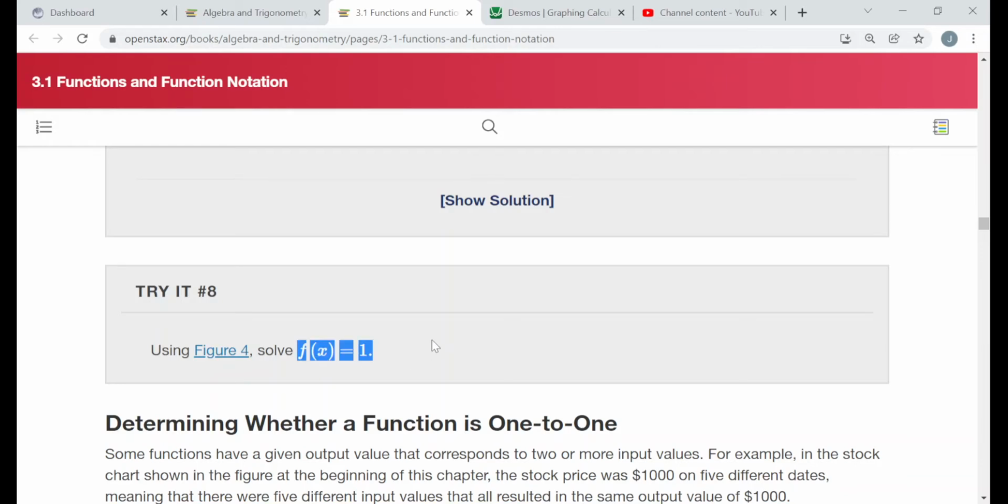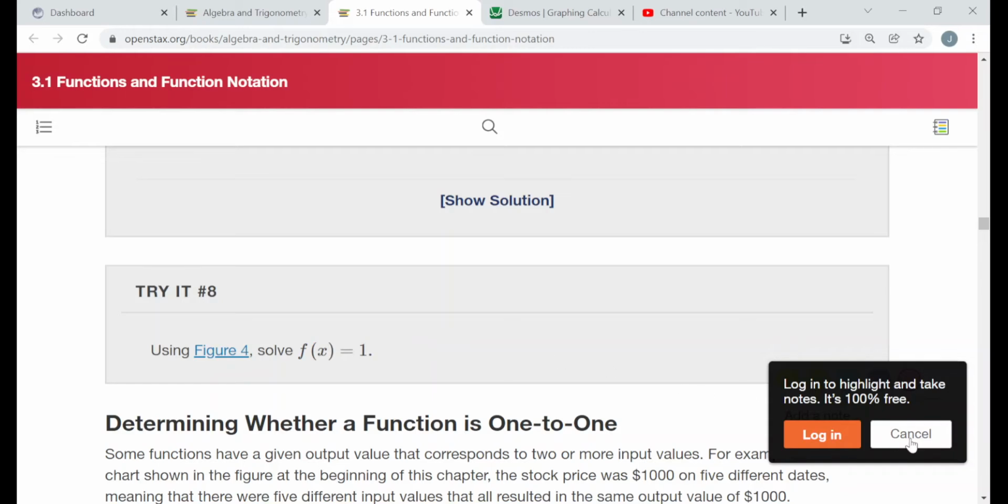Highlighted the whole thing. Sorry about that.